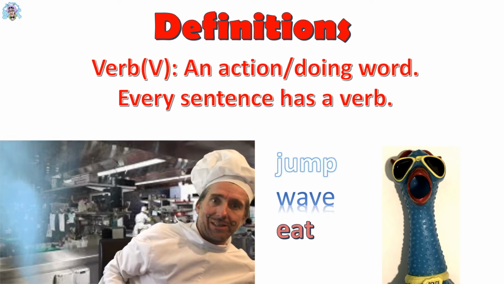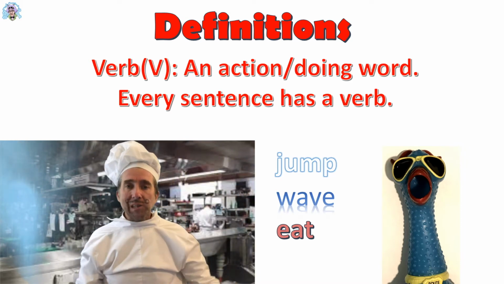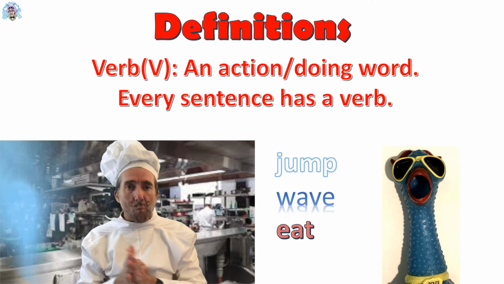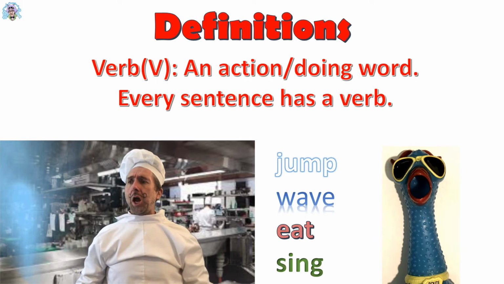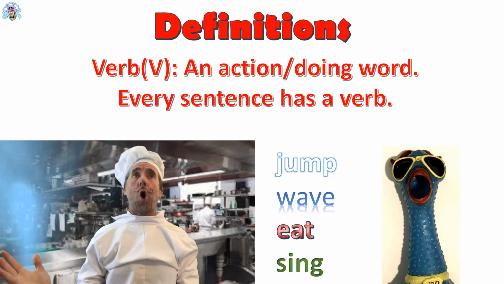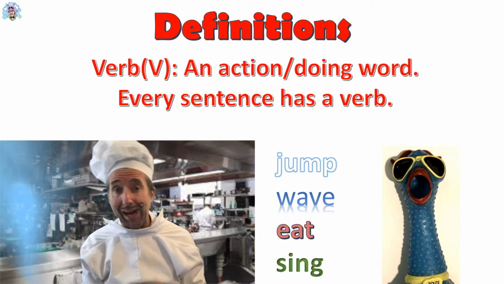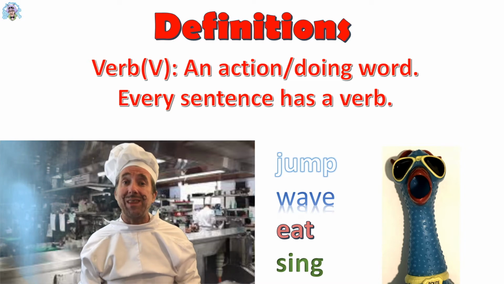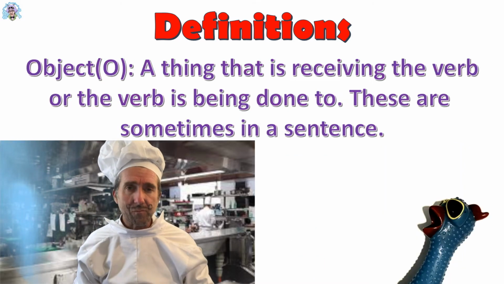Actually, I'm really going to do this because this pizza that Urkel's made is delicious. And another one is this one here. Sing. Figaro, Figaro, Figaro. So they are all action words, and they're doing words, and they're verbs. Every sentence has a verb.